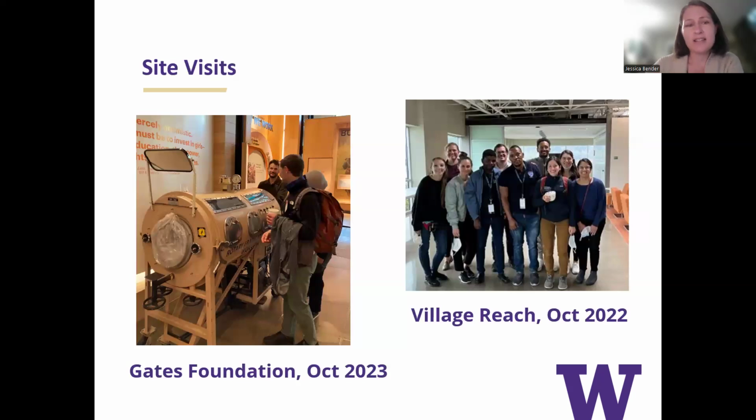Some of our site visits, of course, include the Gates Foundation. We're lucky in Seattle. There are many global health organizations based here. And you can see the photo on the left. Some of our anesthesia residents were intrigued by the iron lung that they had at the Gates Foundation. And then a photo of the group at Village Reach, another global health NGO that does a lot of community health work and health system strengthening work.